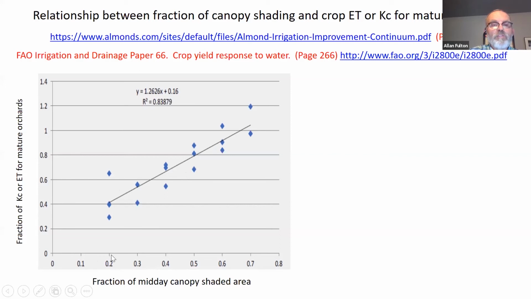So what it shows is that when we have 20% light interception, we get about 40% of the maximum ET. 30%, not quite 60%. And it's a linear relationship. At 70% canopy light interception, we are approaching what we think are maximum ET levels. And it's fairly well agreed upon that beyond 70% light interception, the crop evapotranspiration rates do not change too much.